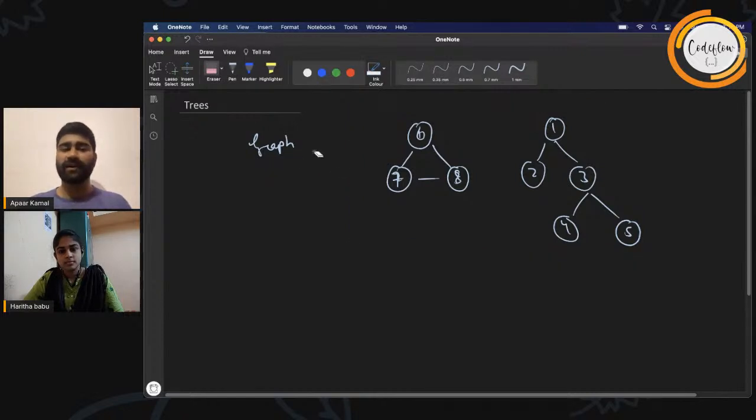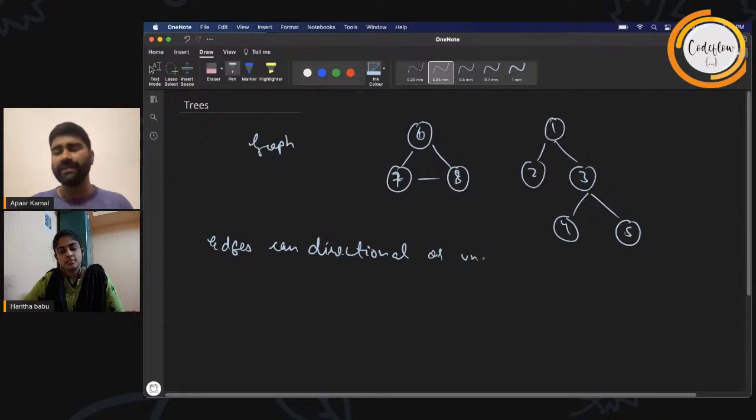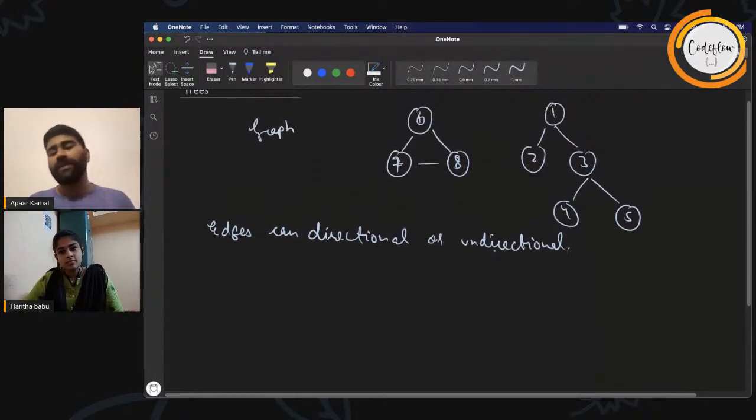So as we can see, what is a graph? Graph is a simple structure with nodes and edges, right? And those edges are between two nodes. Any edge between two nodes joins those two nodes, right? Now we know that edges can be directional or bidirectional, or let's say undirectional, right? So what does this mean? We can have directed edges, we can have undirected edges.